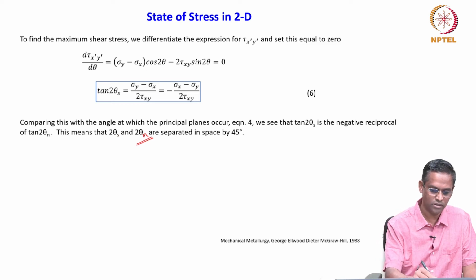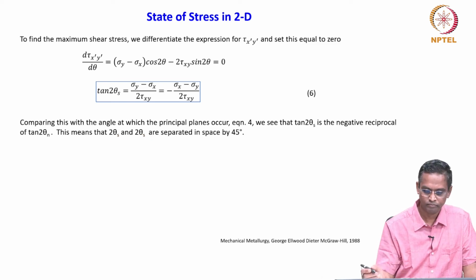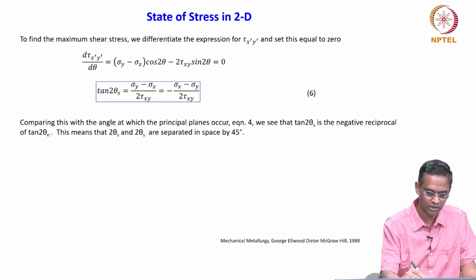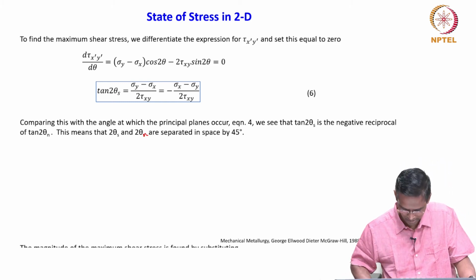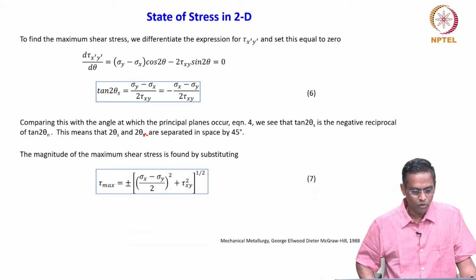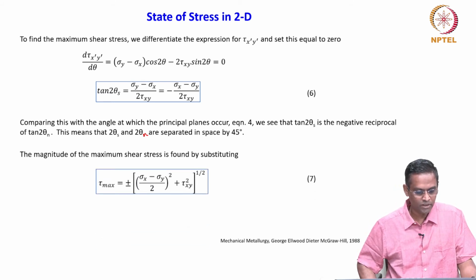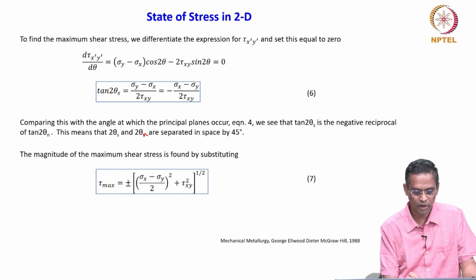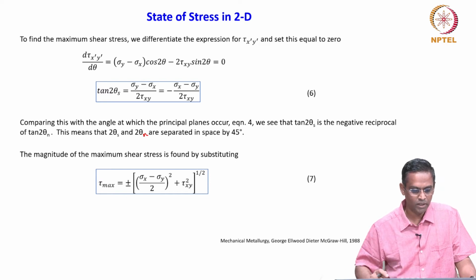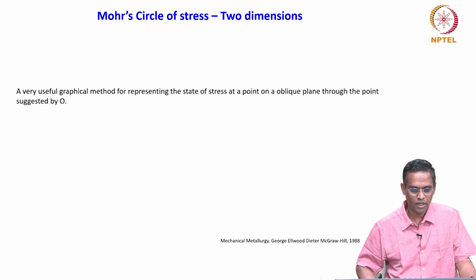Okay, so that's anyway. This is a permanent correction I will make: it should be read as an n. So, what is the maximum shear stress? The magnitude is given by tau max is equal to plus or minus, square root of sigma x minus sigma y by 2 whole square plus tau xy whole square. So, this expression is important.